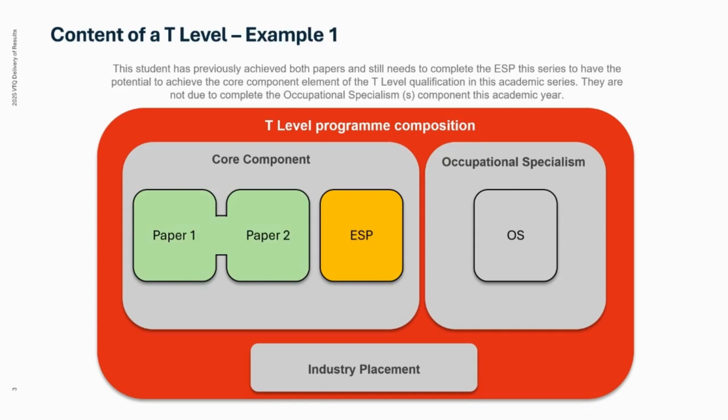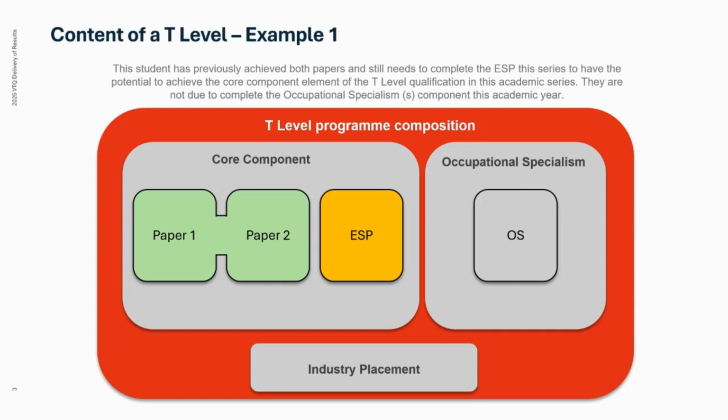For example, a student may have previously achieved both papers identified here in green and are now completing the ESP in the current series identified in amber. They would therefore be expecting to achieve the overall core component in the current series.